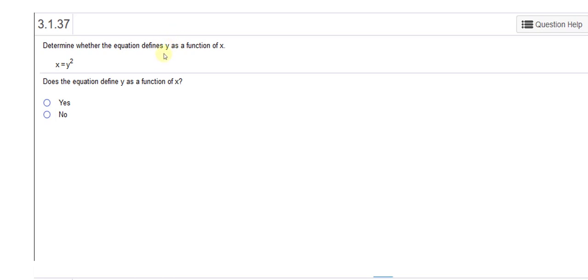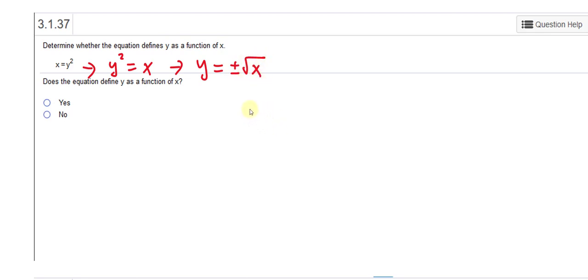Determine whether the equation defines y as a function of x. So let's solve for y. We can move the y squared to the left and x squared to the right just to make it look similar to the normal equation. And then you can solve for y because you are solving for y as a function of x. So this is the square, so take plus or minus the square root of x.